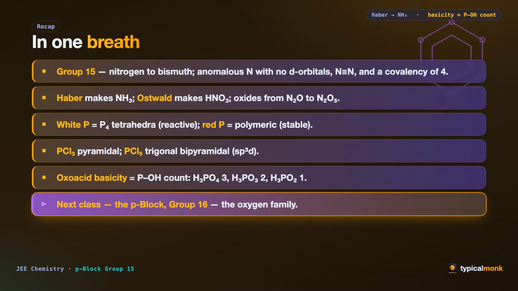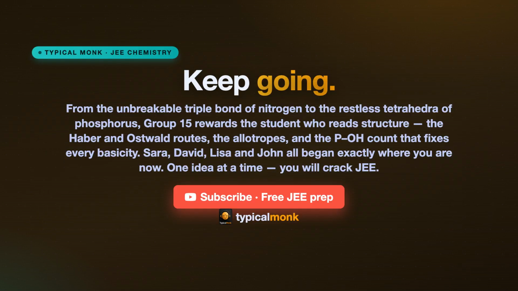Next class, the P block, group 16, the oxygen family. From the unbreakable triple bond of nitrogen to the restless tetrahedra of phosphorus, Group 15 rewards the student who reads structure: the Haber and Ostwald routes, the allotropes, and the POH count that fixes every basicity.